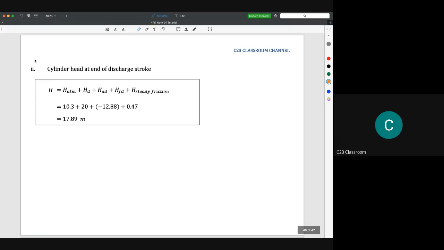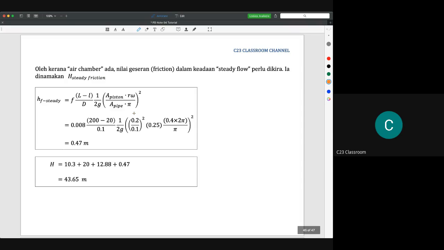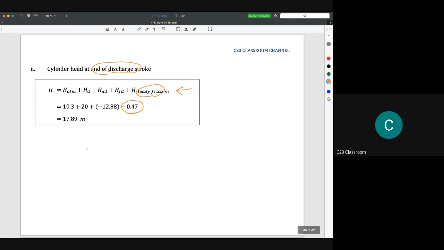Then we calculate the absolute head at the end of the discharge stroke. The equation remains the same. For steady friction, you can use the previous value, which is 0.47. So we just use this value and then substitute the friction, which I think is 0 here. We substitute all the values, and we get 17.89 meters.